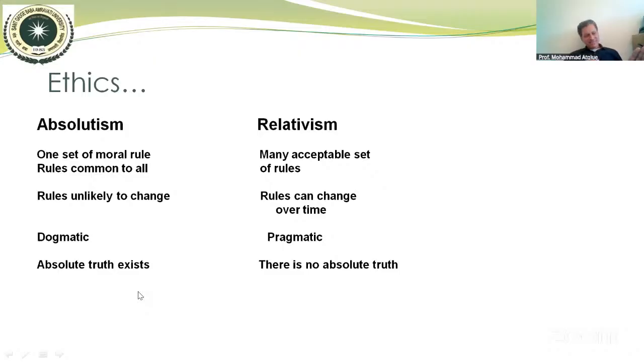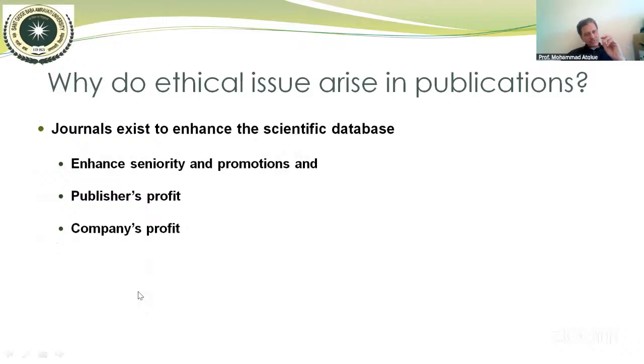Say, for example, one set of moral rules common to all. The same code of conduct will apply whether you are a king or an ordinary citizen. But relativism theory is altogether different. So we are all dogmatic when it comes to religious belief and so on. Let's move ahead.